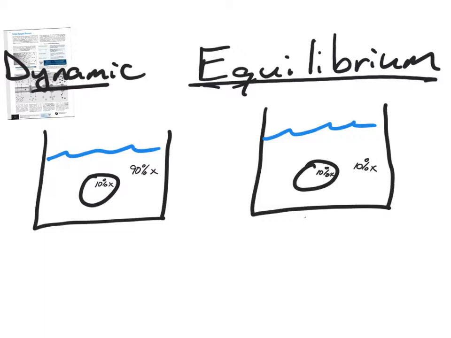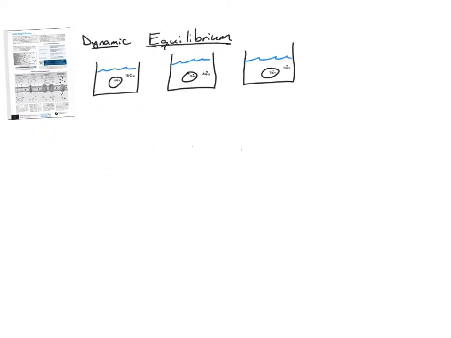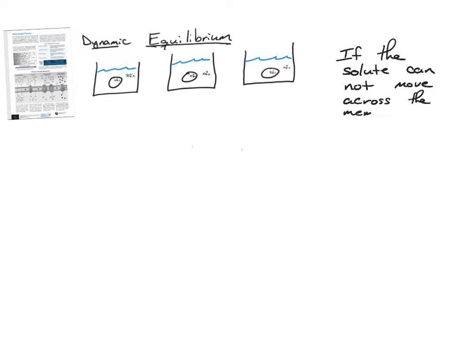If the solute cannot move across the membrane, then water will. Because something always got to move.